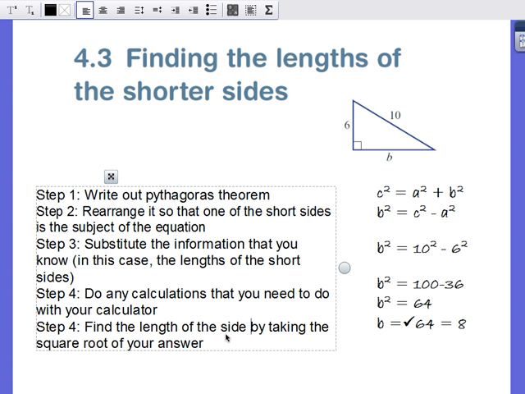And in step 4, I use my calculator to do the calculation. So I work out 10 squared is 100, 6 squared is 36, and then I work out that 100 minus 36 is 64. Then step 5 is I find the length of the side that I'm interested in by taking the square root of the answer. So this is b squared equals 64. So I find b by taking the square root of 64, which is 8.